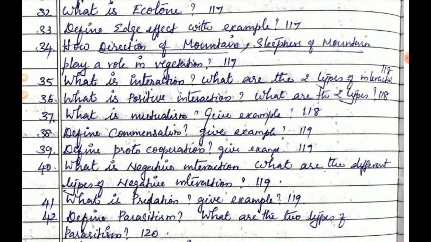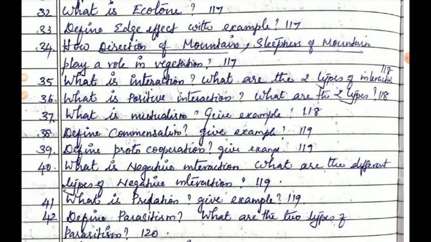Students, there are so many examples given. You have to learn all the examples for 1 mark purpose. For 2 marks, you have to write only one example, that is enough for a 2 mark question. The next question is 38th question. Define commensalism, give example.